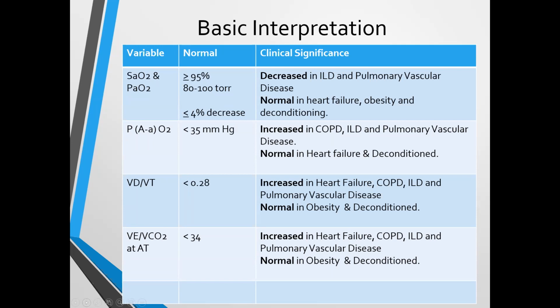The second parameter is the A to A gradient, the difference between the big A, alveolar, and the little a, arterial. We want that to be typically low. Without a diffusing defect that's clinically notable, which I go into with DLCO in another one of my presentations, you can expect that difference to be very small, less than 35 torr. However, with COPD, and with emphysema in particular, that difference will be greater.